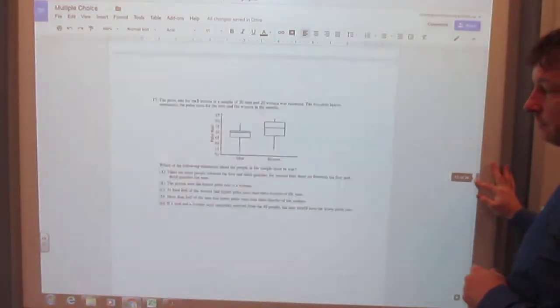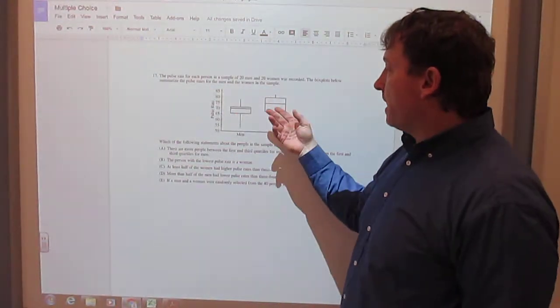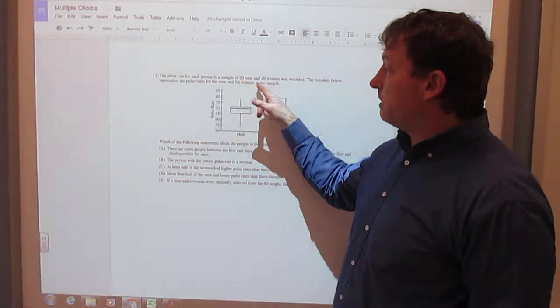And read through those and figure it out. Here's another one where you're comparing two box plots. This actually tells you there's 20 men and 20 women.